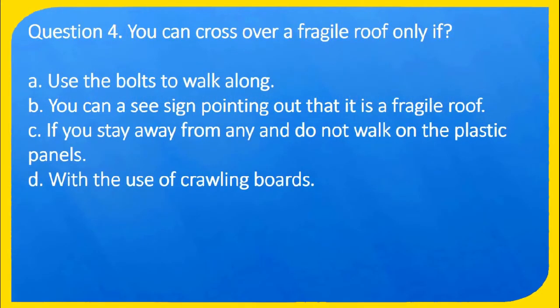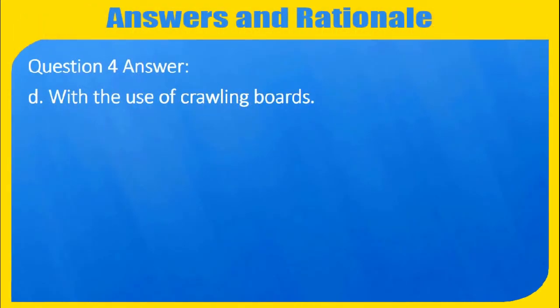Question 4. You can cross over a fragile roof only if: A. Use the bolts to walk along. B. You can see a sign pointing out that it is a fragile roof. C. If you stay away from any and do not walk on the plastic panels. D. With the use of crawling boards. Question 4. Answer. D. With the use of crawling boards.